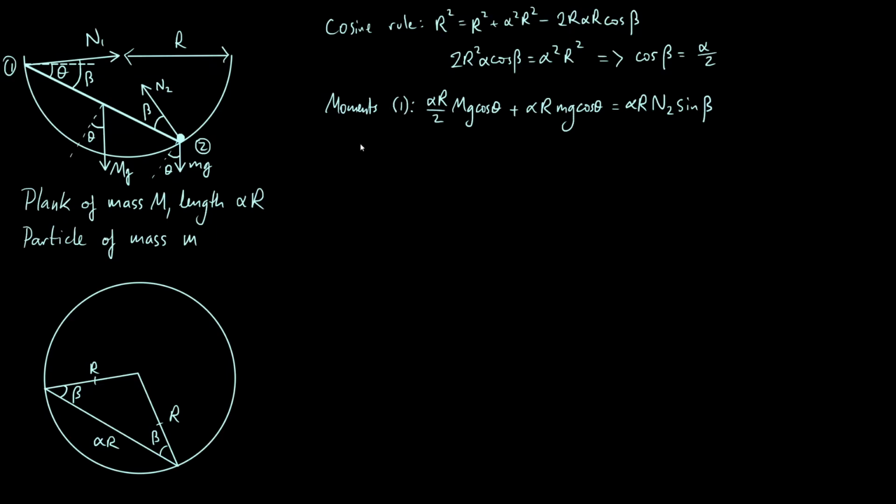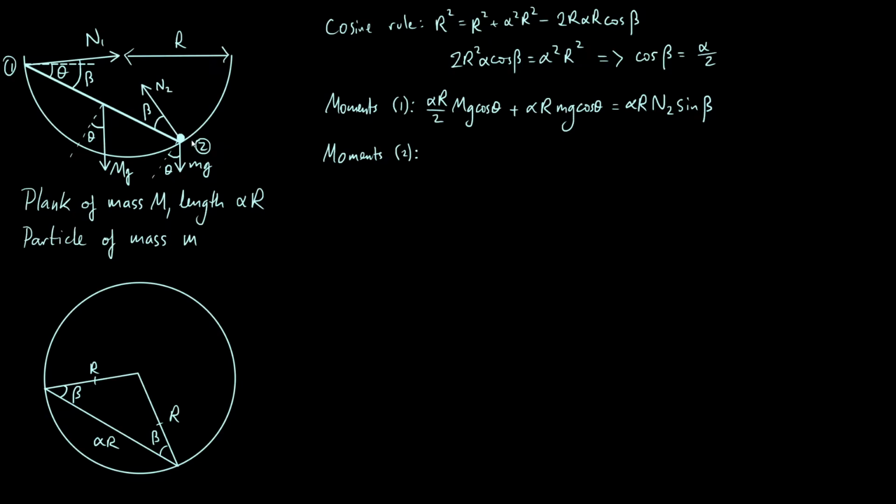We're going to need some more equations, because what we're ultimately trying to solve for is theta, but we've got three unknowns, which are theta, n1, and n2. So we're going to need three equations. A logical next place to get another equation would be to take moments about point 2, because then we can get an equation that doesn't involve n2.